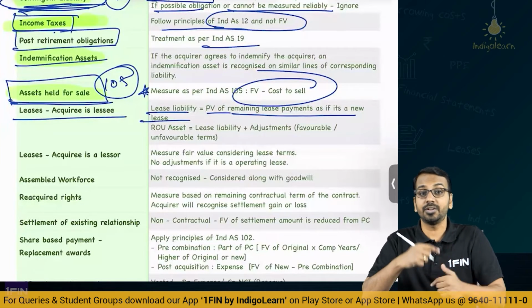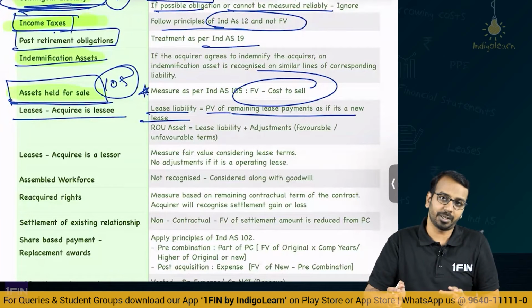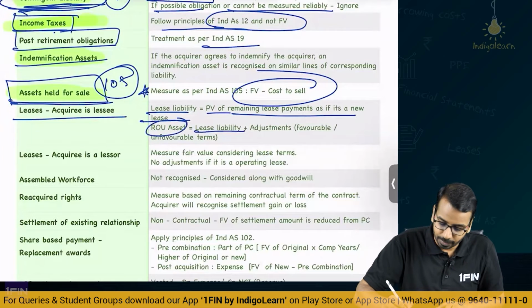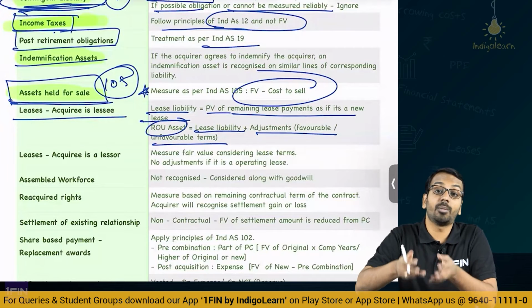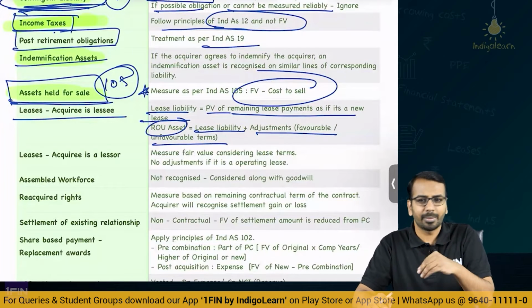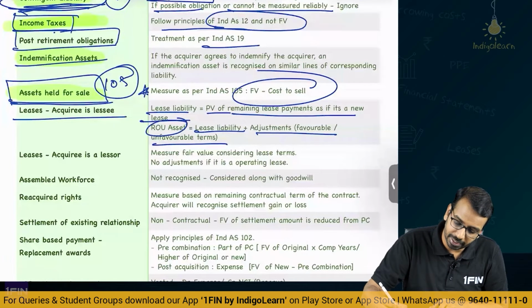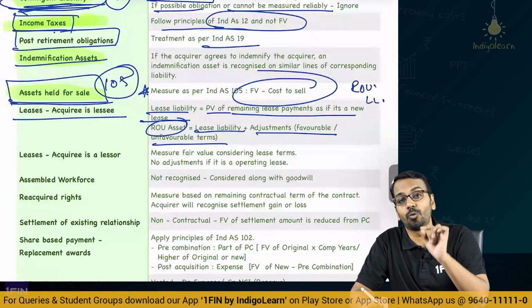So think of it as if it is a new lease, calculate the present value of remaining lease payments and determine the lease liability. What is then the ROU asset? ROU asset, consider the lease liability plus any favorable, unfavorable terms. So what is this favorable, unfavorable? If the market rental is lower, means I am having a disadvantage. So you reduce that ROU asset as such, so that when you are accounting for right of use asset and also the lease liability, it reflects the true value.